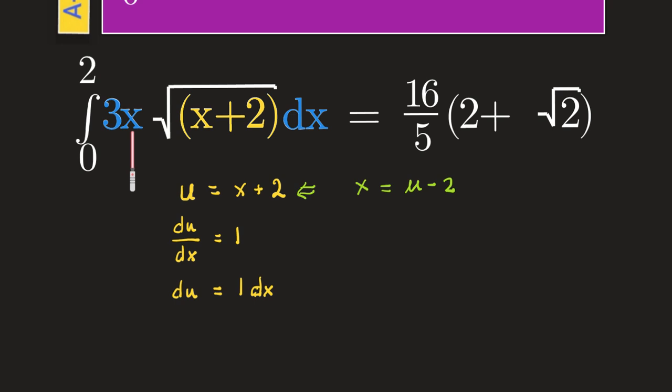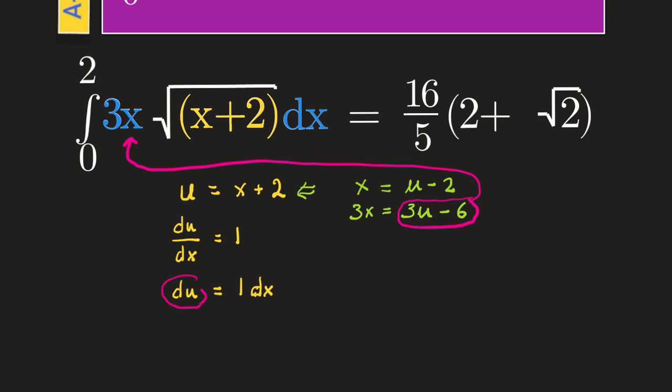But I want 3x. Well, what about if I multiplied this x by 3? Then this will be 3u minus 6. So now I've got something to replace 3x with. So I'll use 3u minus 6 to replace the 3x, and I will use du to replace my dx. And naturally, u is going to replace this x plus 2.